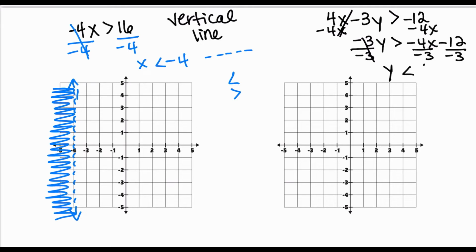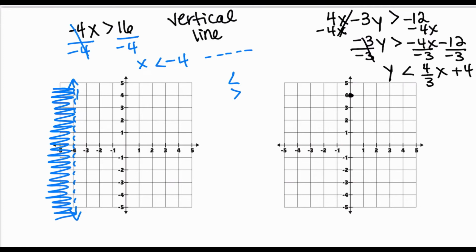Negative 4 divided by negative 3 is positive 4/3 x. Negative 12 divided by negative 3 is a positive 4. So on my graph, first I'm going to locate positive 4, and I'm going to put a point because that's the y-intercept. Notice the slope is 4/3, which means I go up 4/3.